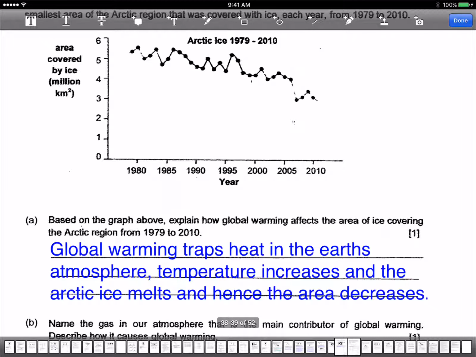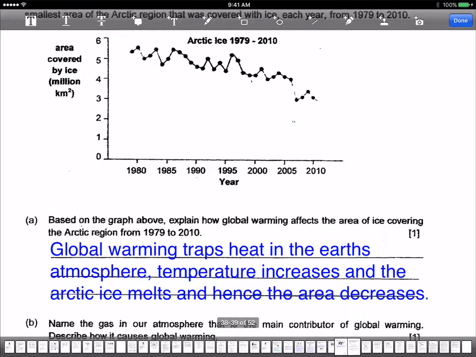You see, they ask you about how global warming affects the area of ice. They never tell you what happened to the area of ice, correct? So you're supposed to say what happened. The area of ice actually decreased. So eventually in your answer, you must say how come the area decreased? Because global warming traps heat in the Earth's atmosphere, then the temperature increased, and therefore ice melt, and therefore the area decreased. Okay, you can see the flow. You must continuously flow in this way.